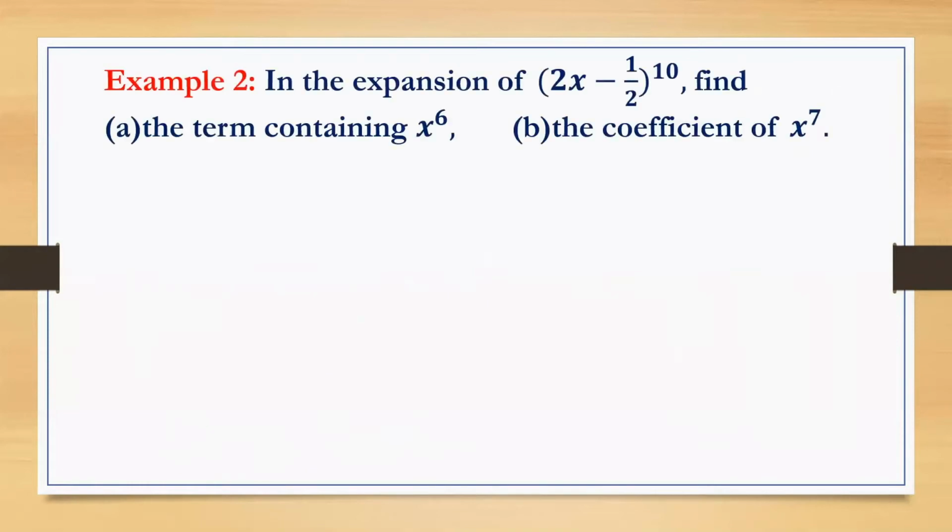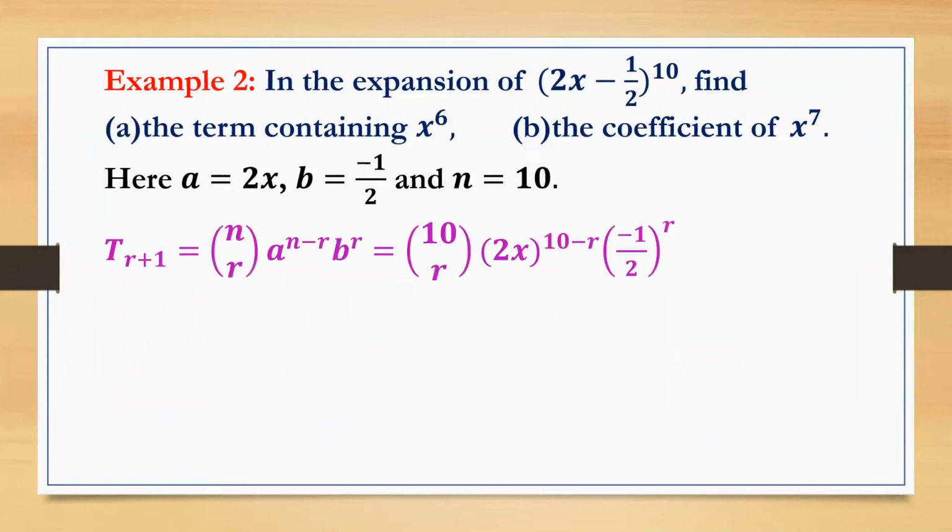Second example: in the expansion of (2x - 1/2)^10, we need to find part A, the term containing x^6, and part B, the coefficient of x^7. Here a is going to be equal to 2x, b is minus half, and n is equal to 10. T_(r+1) will be equal to 10Cr (2x)^(10-r) (-1/2)^r. So I'm using this formula.